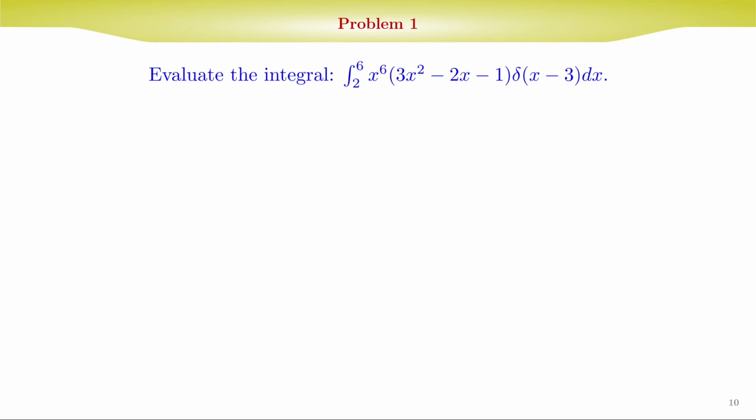Evaluate the integral from 2 to 6 of (3x square minus 2x minus 1) delta(x minus 3) dx. Our first inspection will be to see where the delta function has been defined. In this case, it has been defined at x equal to 3. And now we see that the extent of integration is from 2 to 6. So we understand that this domain covers the delta function.